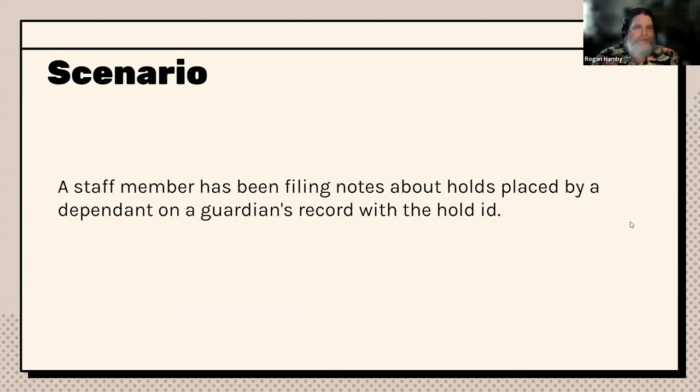So let's think up a scenario here. In this scenario, a staff member, this has actually happened to me, has been filling out notes about holds placed by a dependent on a guardian's record with the hold ID. So they literally are their nephew or whatever it was, I don't remember now, has put a bunch of holds, they go in, look up the holds, take the hold ID and make separate notes on the aunt's record.